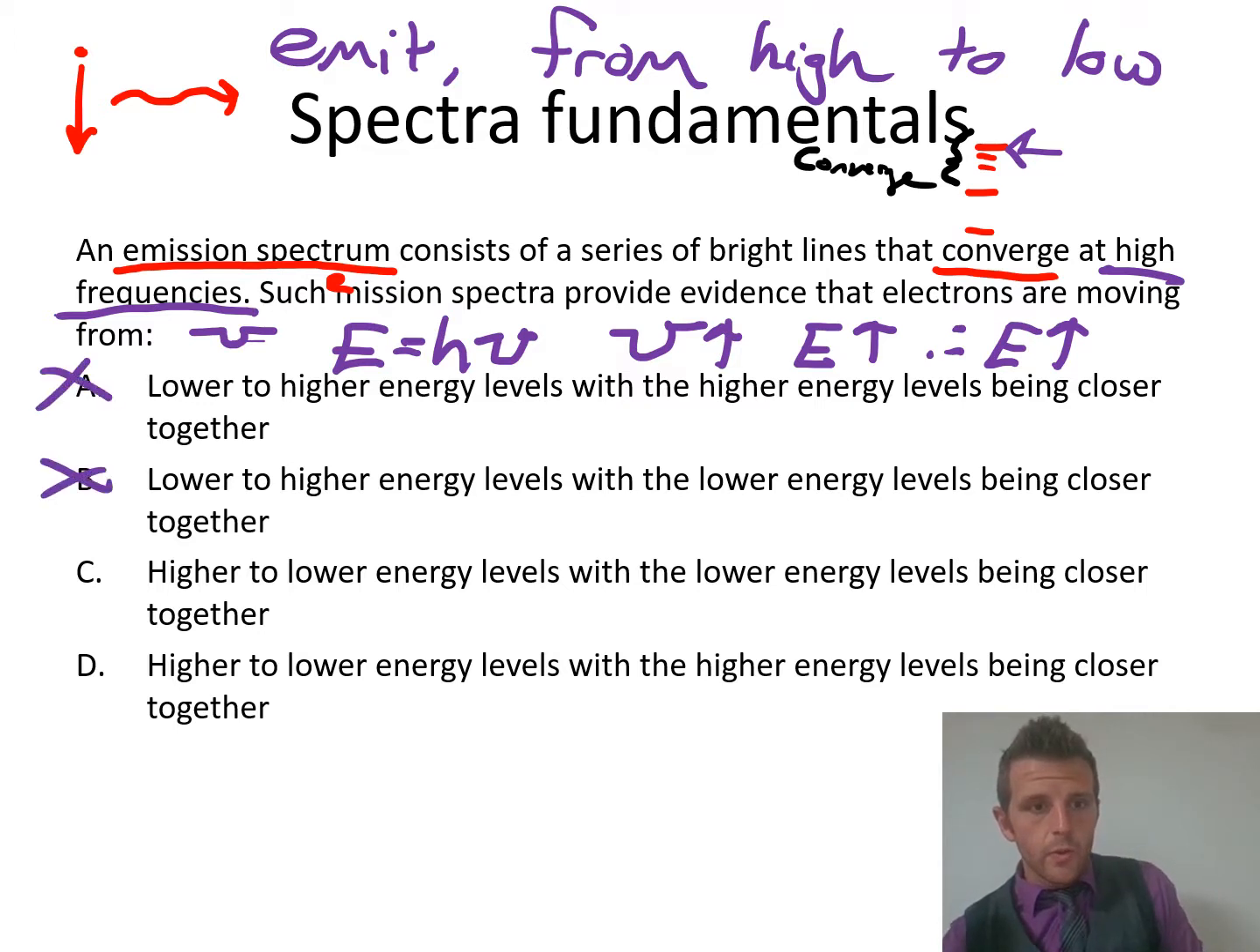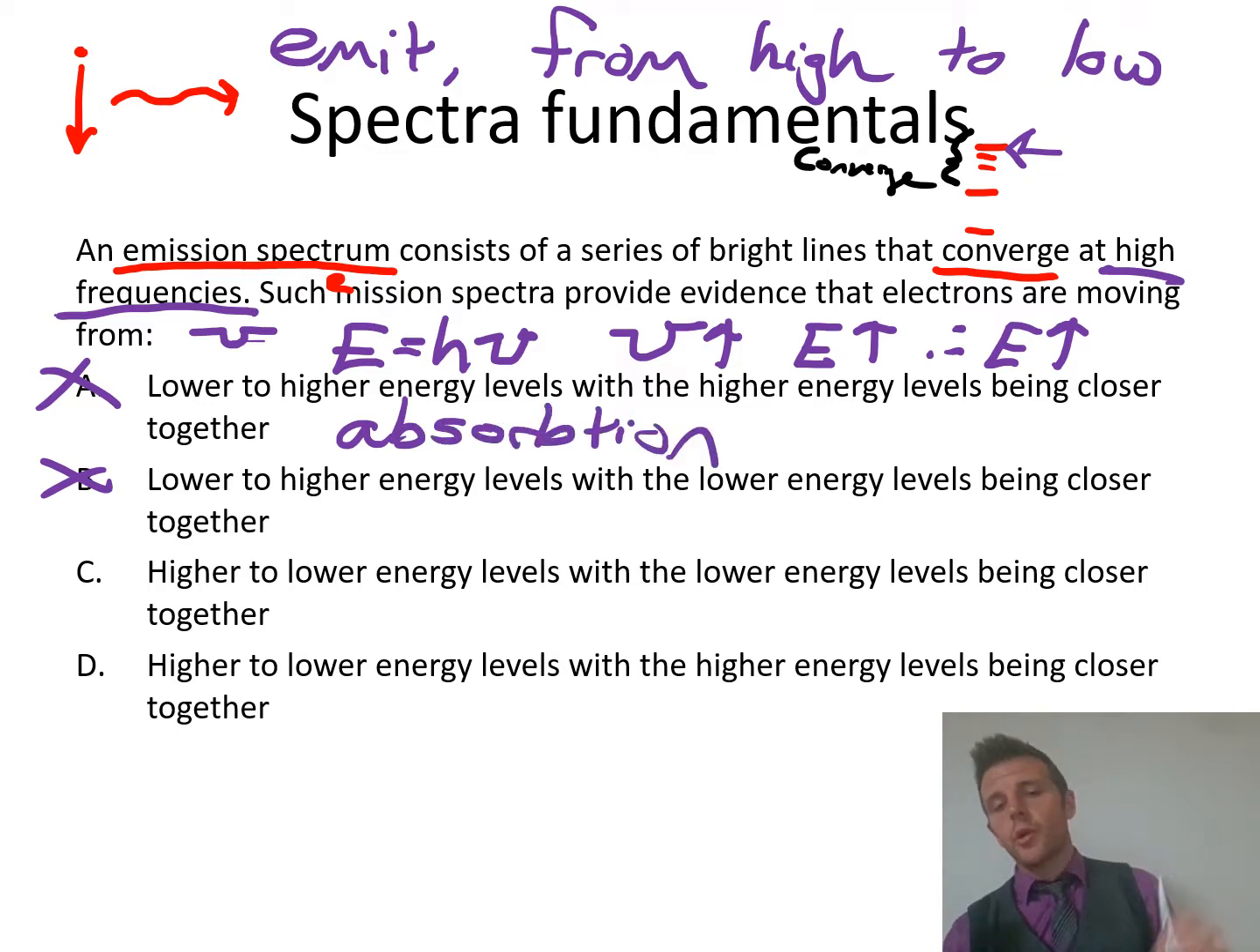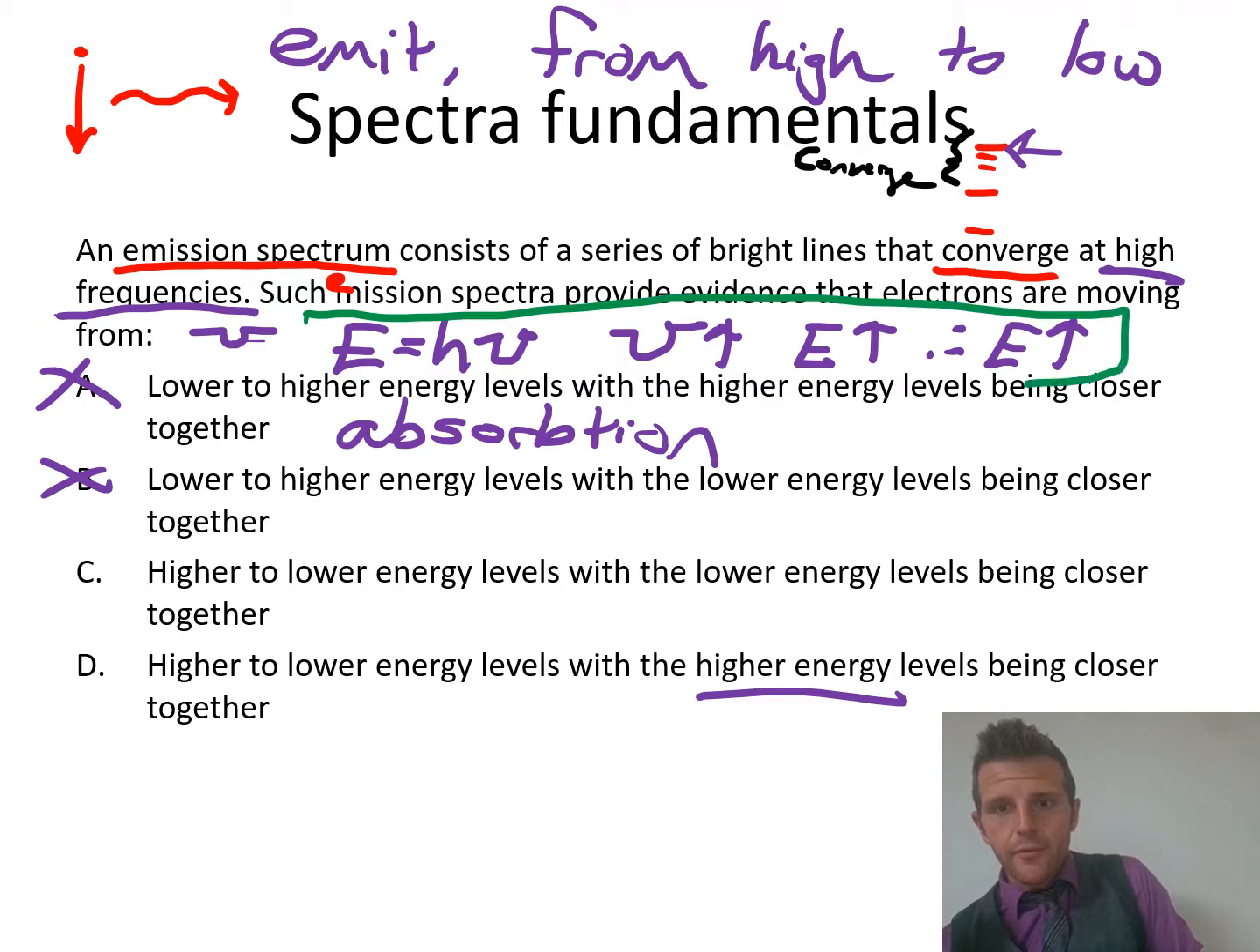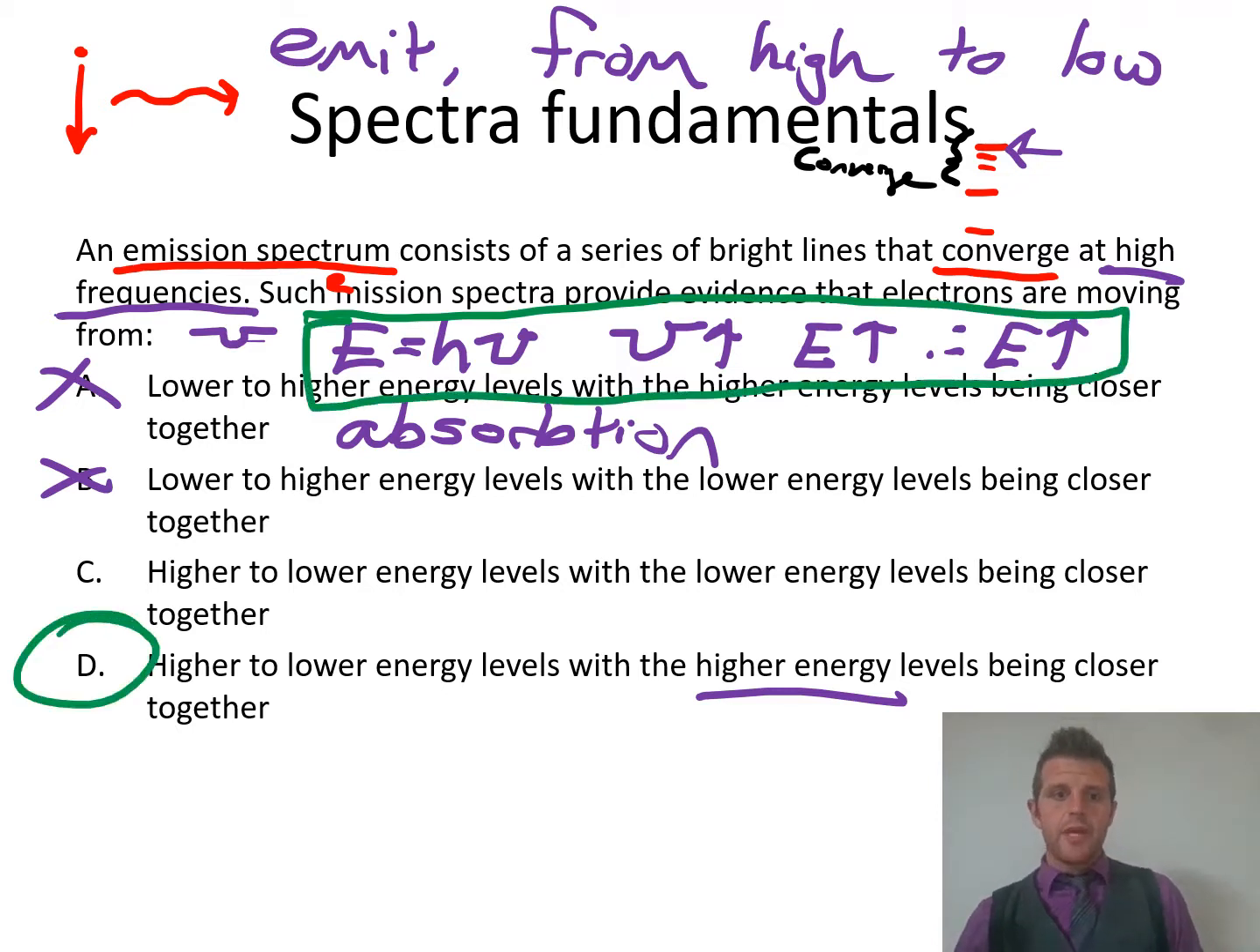So these would both be absorption, because that electron would be taking in energy, it would be absorbing energy. And I'm pretty sure I spelled absorption wrong because I always spell that word wrong. So it's got to be C or D, and then with higher energy levels being closer together, and that's coming from this logic I provided right there. So D would end up being my answer.